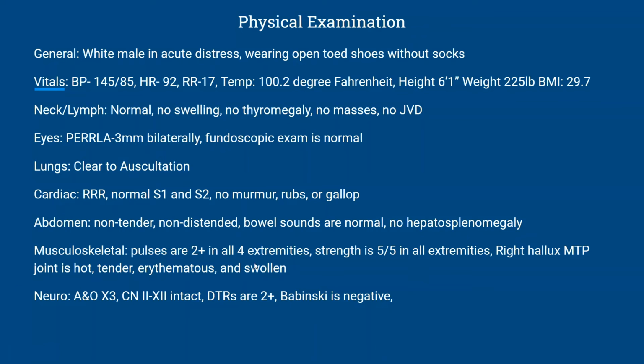Musculoskeletal stuff. So we got pulses of 2+ in all 4 extremities. That's good. He's getting good blood flow down there to that foot, so I'm less worried about some vascular issues. Strength is 5 out of 5. That's good. I'm not worried about a nerve issue so much. And then that right toe, right there at that hallux, that MTP, it's hot, it's tender, it's erythematous, it's swollen.